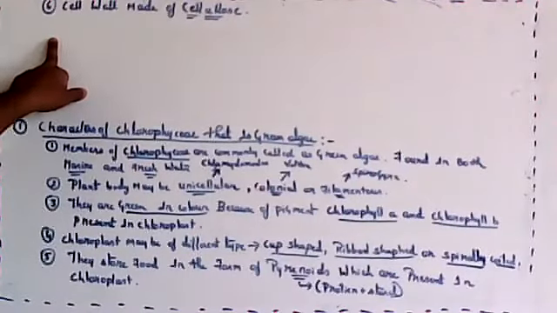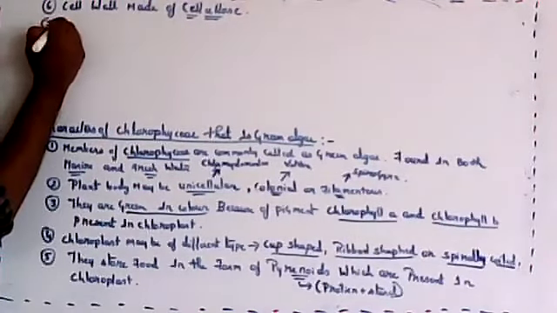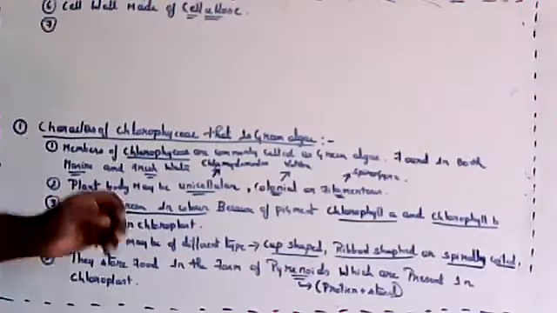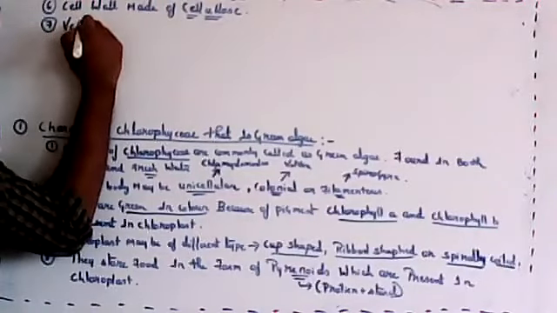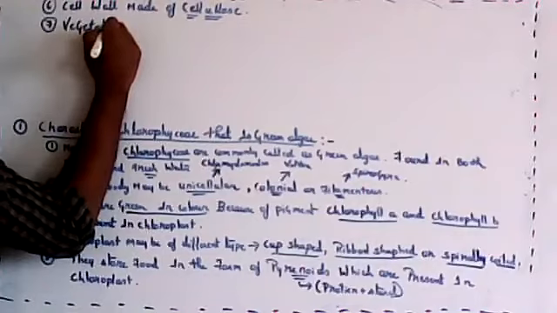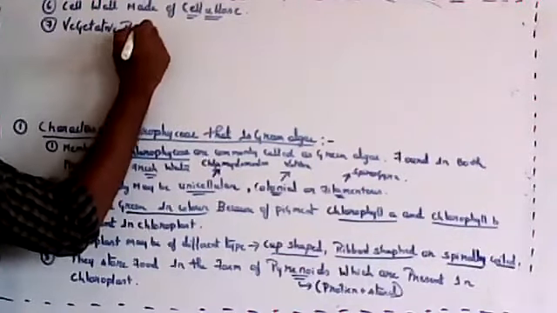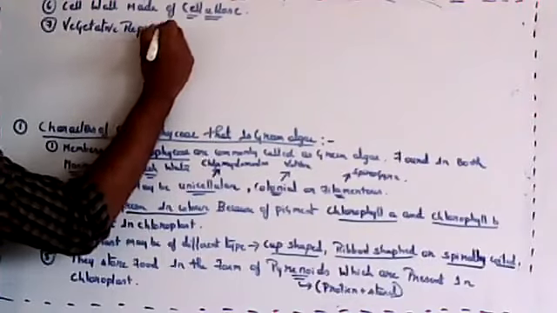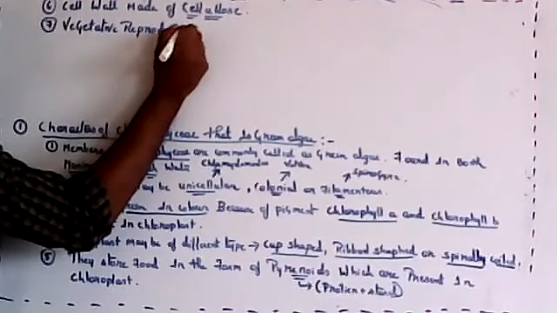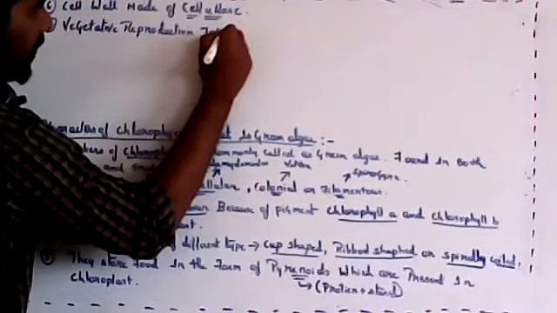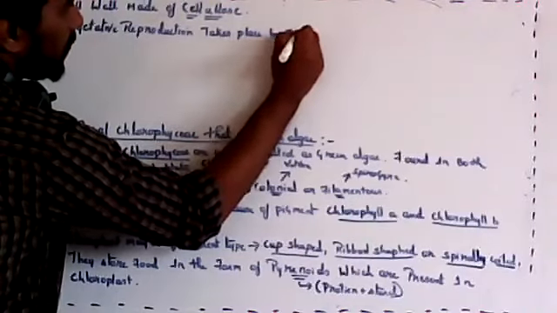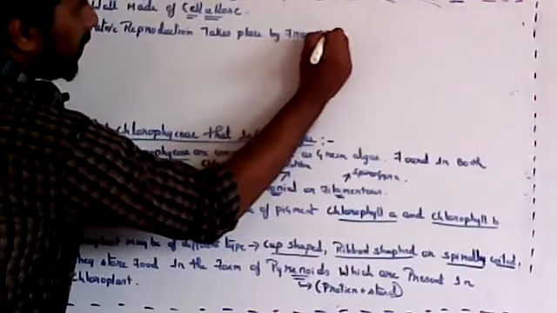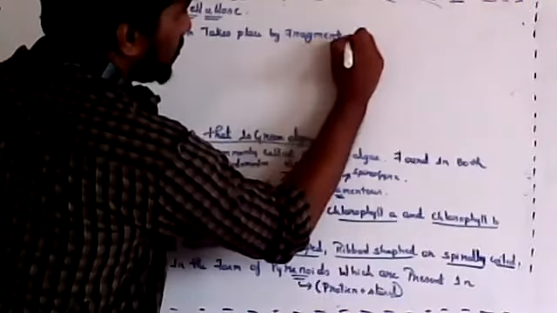So next, about reproduction. In reproduction, vegetative reproduction takes place by fragmentation.